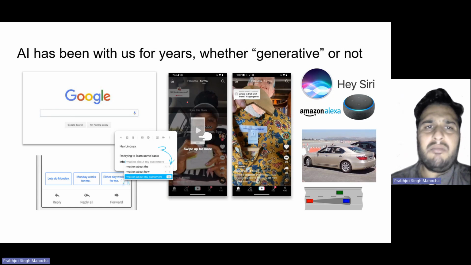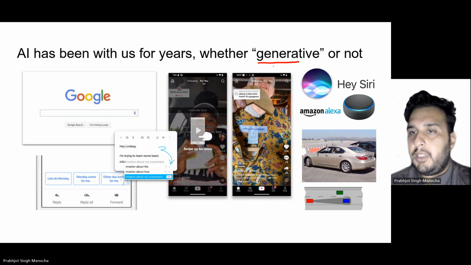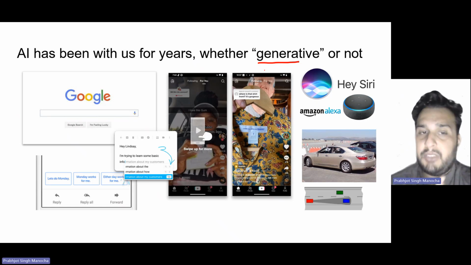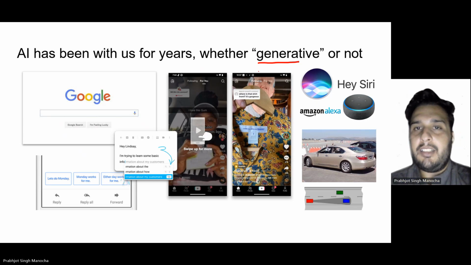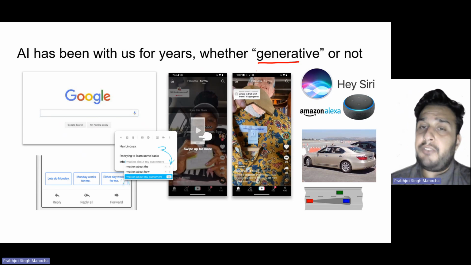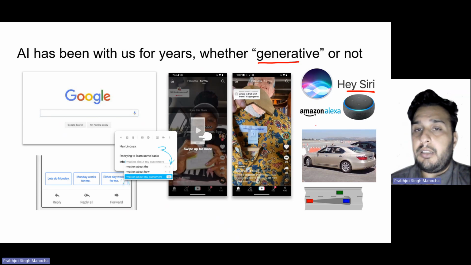So AI has been with us for so many years. We talk specifically about generative or not, because these terms have newly come into existence, where we now want something from which we can generate new data, right? But we have been using AI for so many years. We have another example, Siri, right, that interacts with us, right?